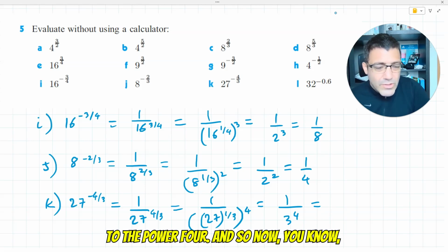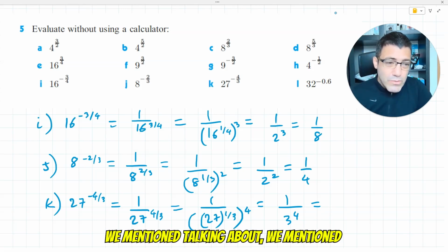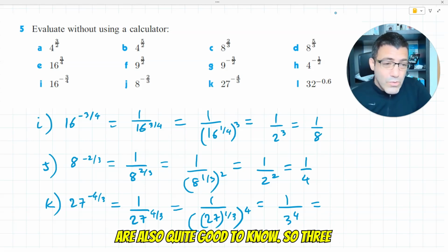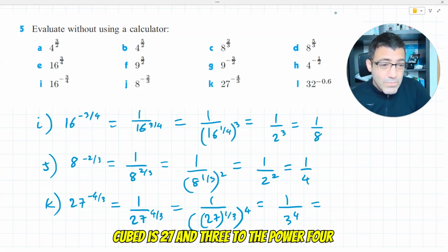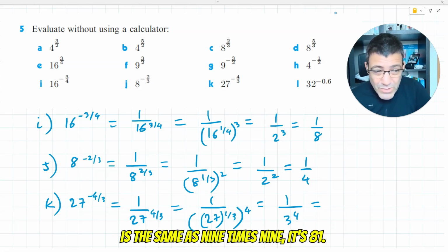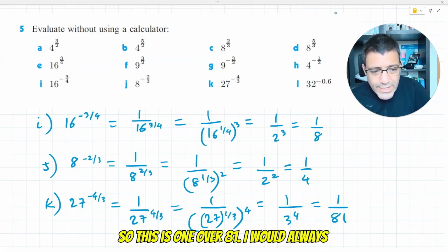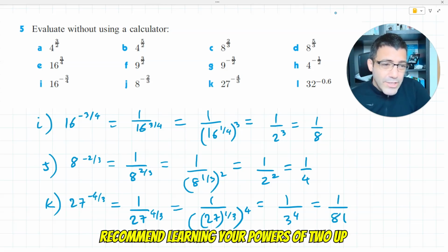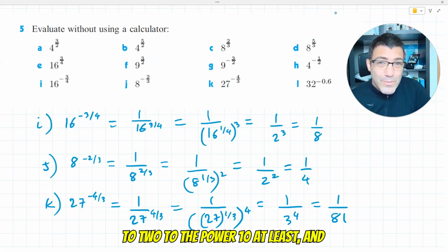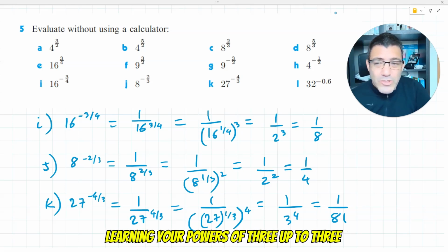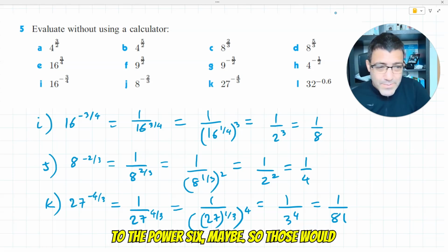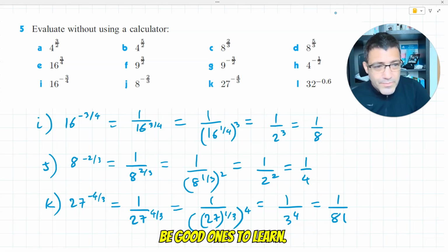And so now, we mentioned powers of 2 earlier. Powers of 3 are also quite good to know. So 3 cubed is 27, and 3 to the power 4 is the same as 9 times 9. It's 81. So this is 1 over 81. I would always recommend learning your powers of 2 up to 2 to the power 10 at least, and learning your powers of 3 up to 3 to the power 6 maybe. So those would be good ones to learn.